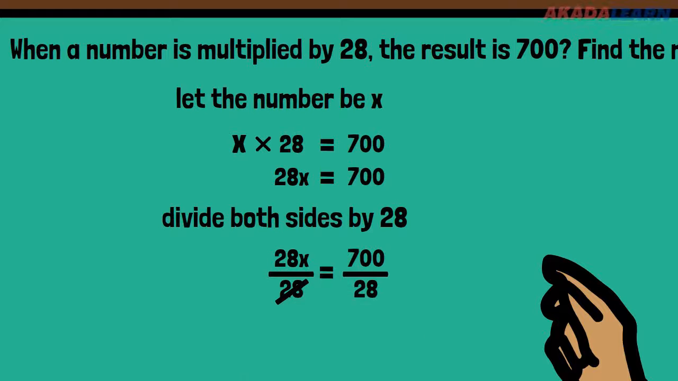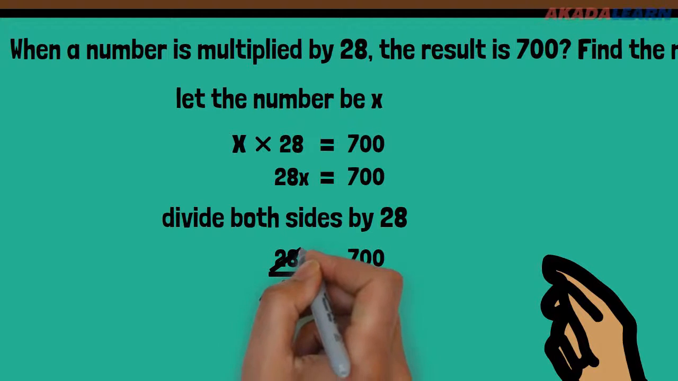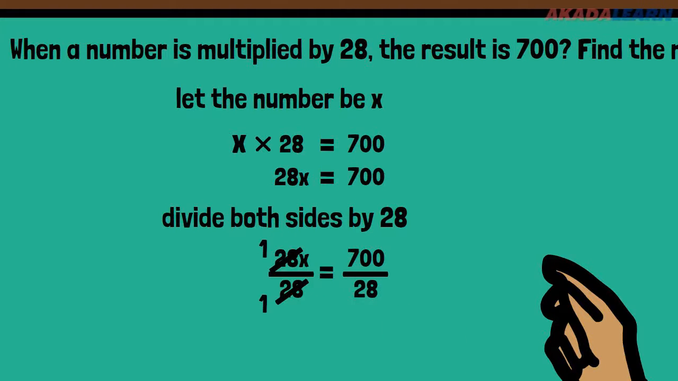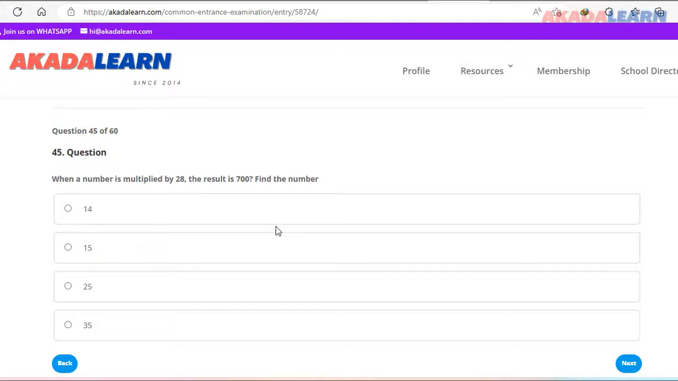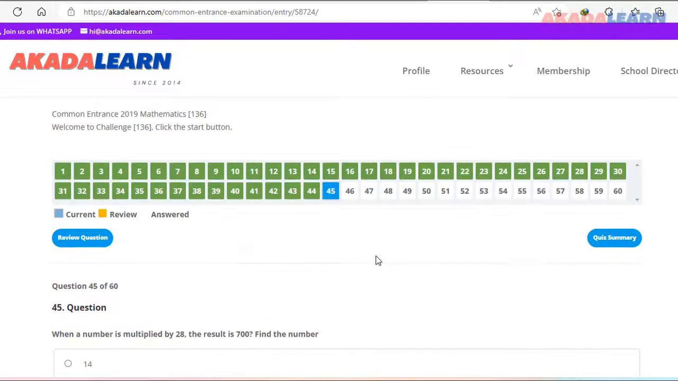28 divided by 28 is 1. And then 700 divided by 28 gives us 25. So the answer is x is equal to 25, which is our final answer. So the answer is 25, which is this. Question 46.